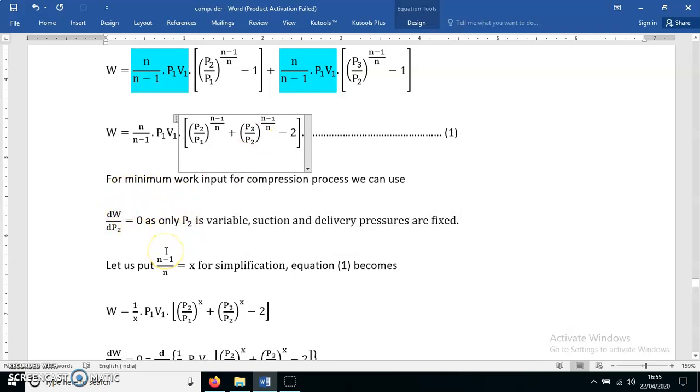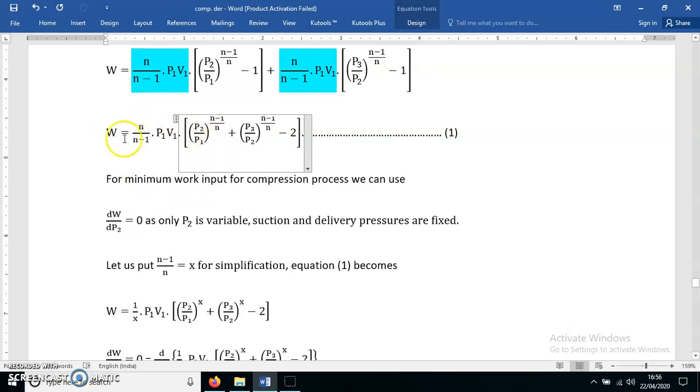So for example, I want to compress air from 1 bar to 10 bar, and I want to do it in 2 stages. I can go from 1 to 4 bar and 4 to 10 bar. I can go from 1 to 7 bar and 7 to 10 bar. I can go from 1 to 8 bar and 8 to 10 bar. Which case is the best possible case? So W should be minimum. So I want to find out the value of P2 at which W is minimum.